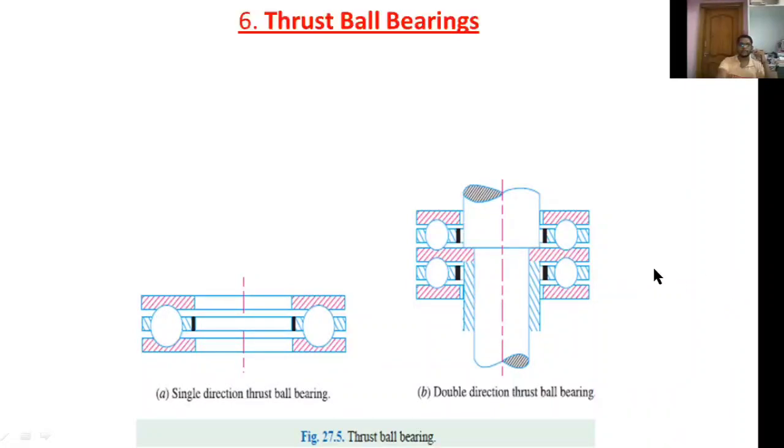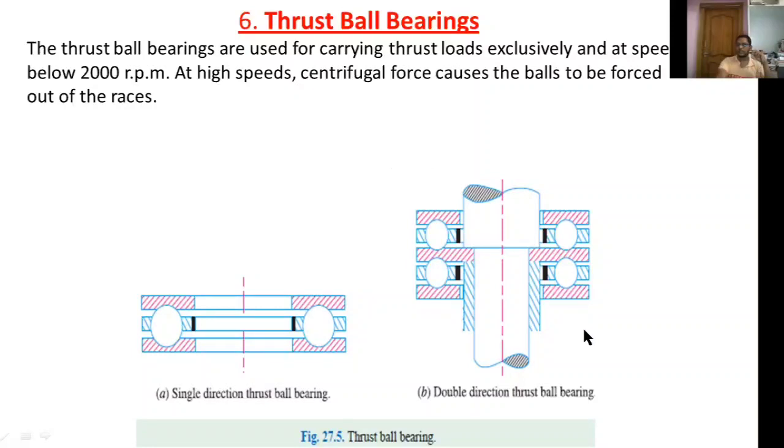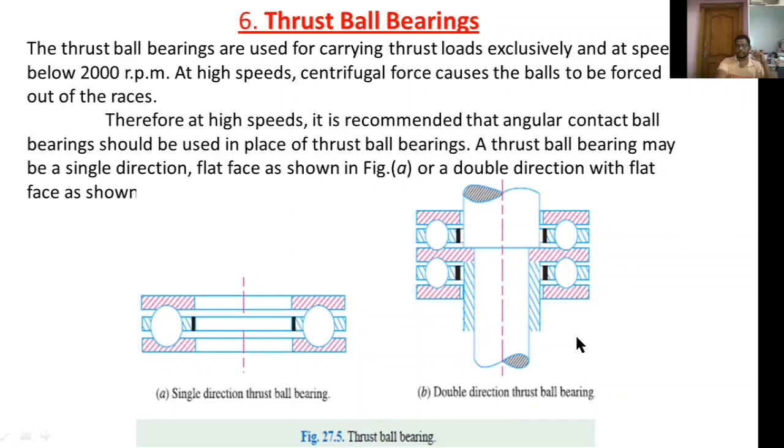So the thrust ball bearings are used to carry thrust loads exclusively and at speeds below 2000 rpm. At high speeds, centrifugal force causes the balls to be forced out of the races. Therefore, at high speeds, it is recommended that angular contact ball bearings should be used in place of thrust ball bearings. A thrust ball bearing may be a single direction flat face as shown here, and a double direction with flat face as shown here.